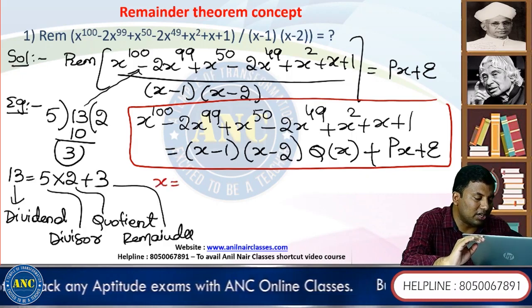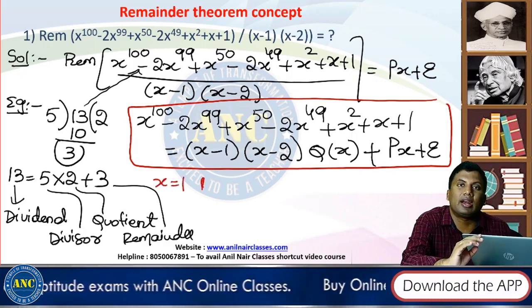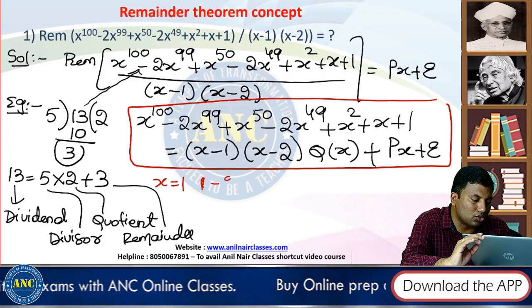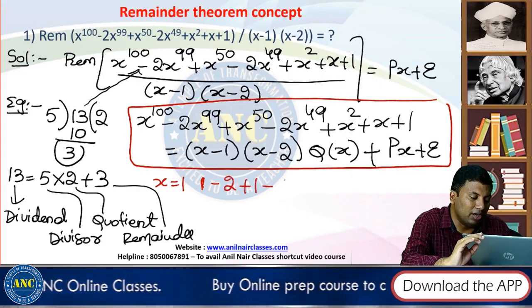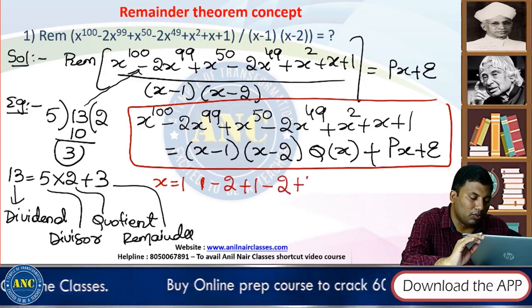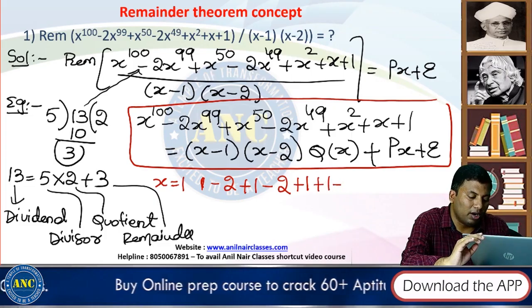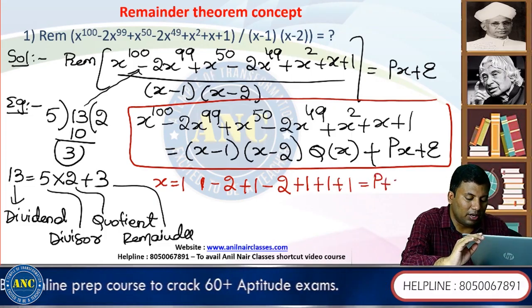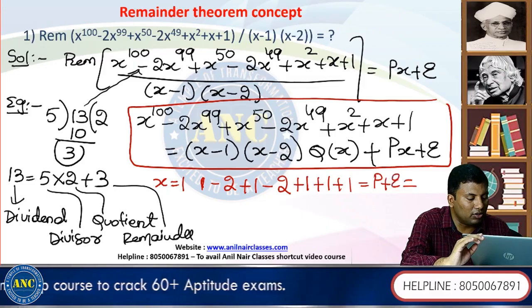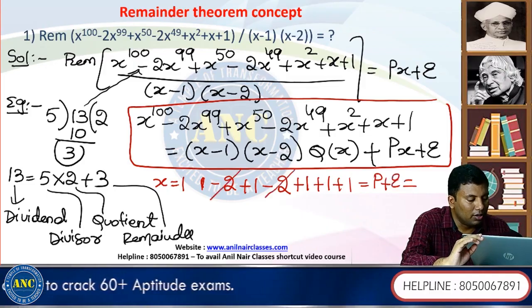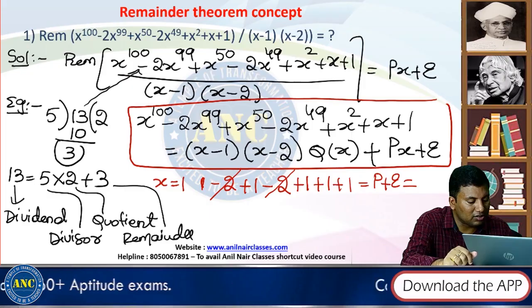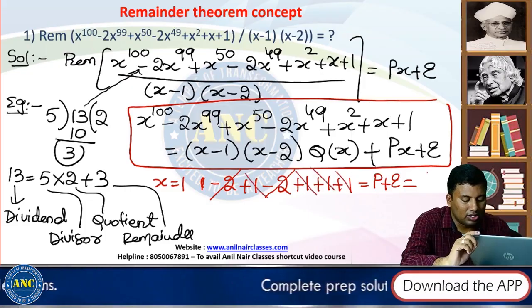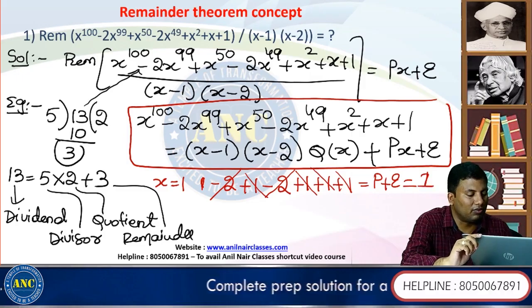If I put x equal to 1: 1 power 100 minus 2 plus 1 power 50 minus 2 plus 1 square plus 1 plus 1, and the divisor term becomes 0. The left side is nothing but p plus q. The terms minus 2 and minus 2 give minus 4, and 1 plus 1 plus 1 plus 1 is 4, which cancel. So p plus q is nothing but 1.